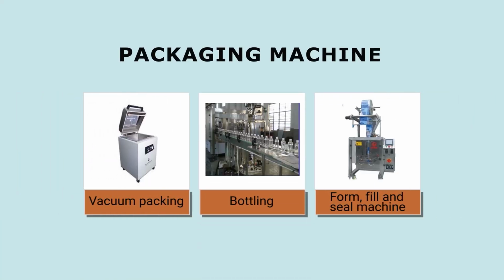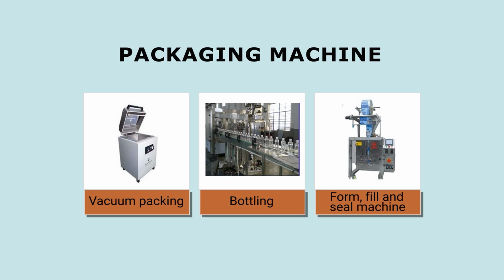In this slide you can see the photo of some of the packaging machines like vacuum packing machine, you know, where the vacuum is created and the package is sealed at the same time. So this is vacuum packaging machine with some modifications, with additions of the flushing of the gases. We can have modified atmosphere packaging machine. Then you can see the bottling machine where the bottles are filled and capped. Then the form, fill and seal machine. Here you can see the vertical type form, fill and seal machine.